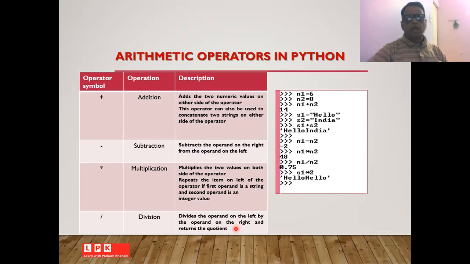The division operation will divide the operand on the left side by the operand on the right hand side, and it will return the quotient value. So n1 slash n2 will return me 0.75 if n1 is equal to 6 and n2 is equal to 8.